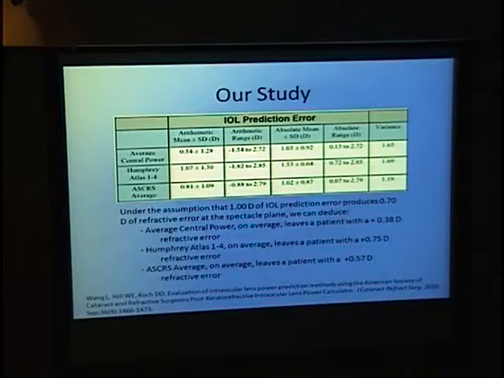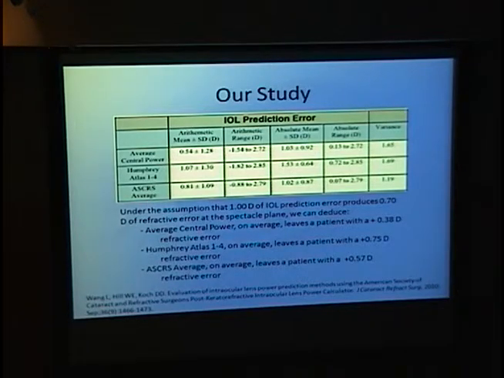So what we are trying to do here is measure the IOL prediction errors of these various methods. This one here is the Pentacam. This is Humphrey Atlas. This is the ASCRS average. These are the mean IOL prediction errors. The positive values mean they come out with a hyperopic outcome. So even using the central corneal power measurements and using the ELP estimation, we still came out with hyperopic outcomes.